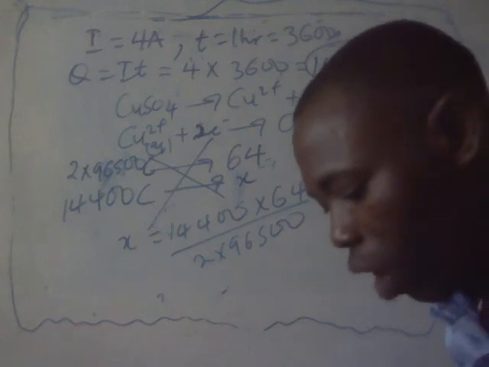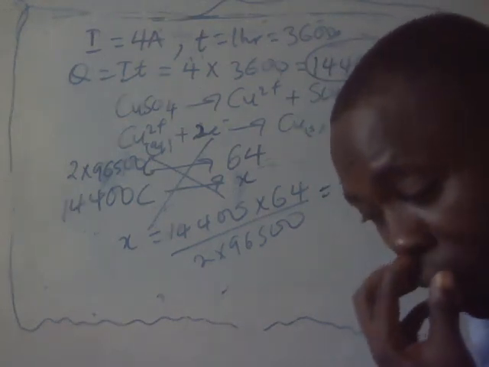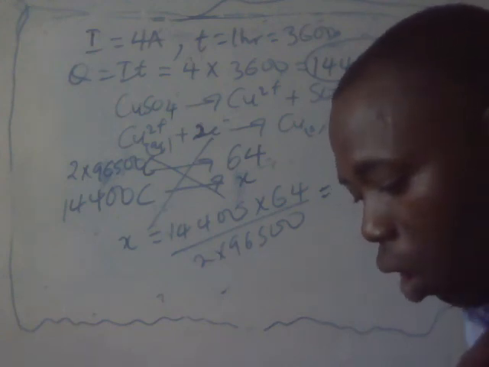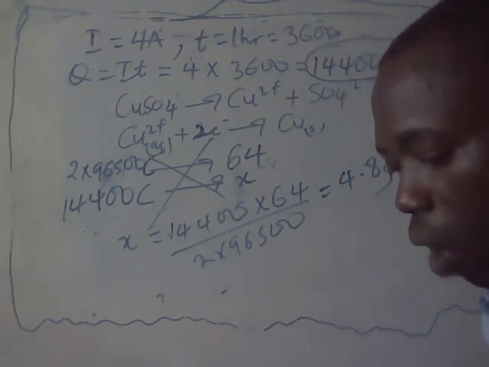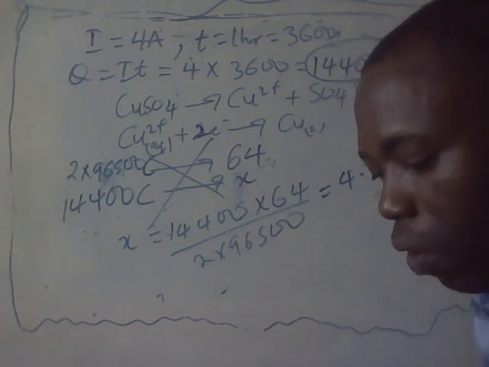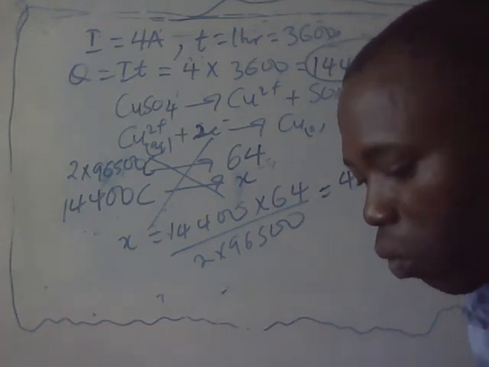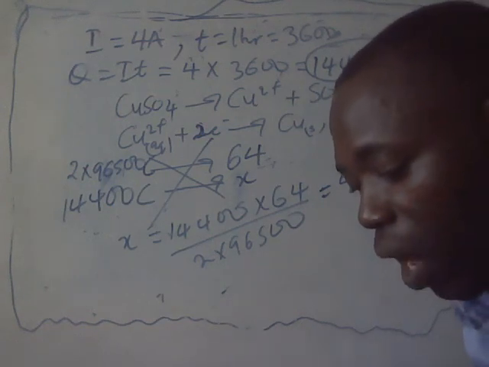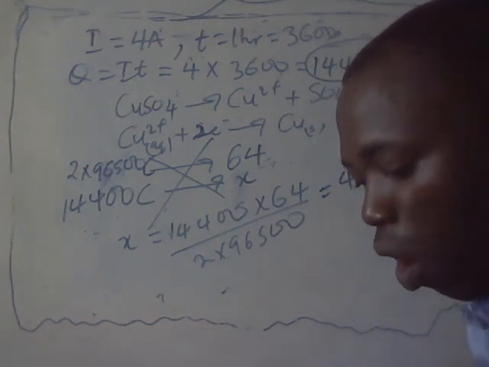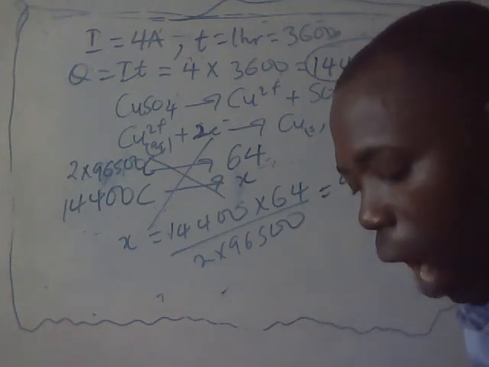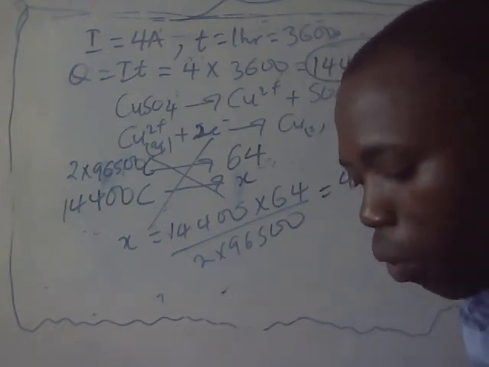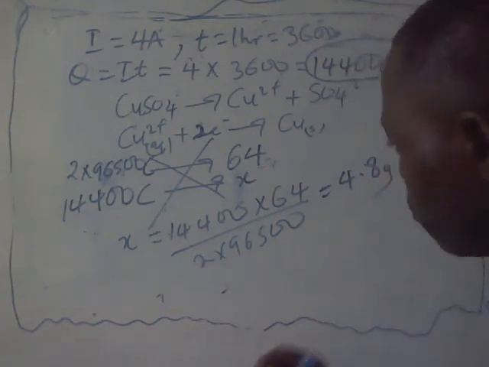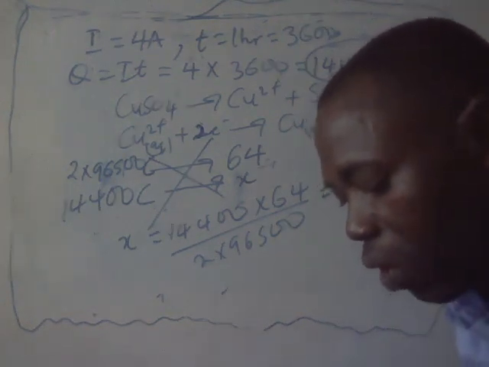Let's look at the options. Option A, 3.2. Option B, 4.8. Option C, 6.4. Option D, 48. Option E, 96. So our correct answer is what? Option B, 4.8. A current of 4 amperes was passed through copper 2 tetraoxosulphate(VI) solution for 1 hour using copper electrodes. Calculate the mass in grams of copper deposited. They give us the atomic mass of copper as 64 and 1 Faraday as 96500 coulombs. So the correct option is what? Option B, 4.8 grams.